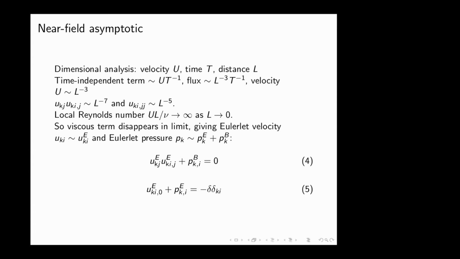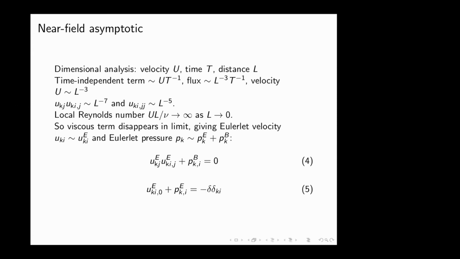So that's kind of a solution that only exists at a specific time, and then no further subsequent time. So in order for the solution to have any meaningful solution, it must be that these two terms balance each other. And that means then the velocity must go as L to the -3. And so then the inertia term must go as L to the -7. And then the viscous term, the UKI comma JJ, goes as L to the -5.